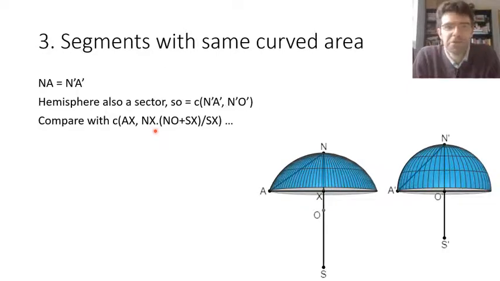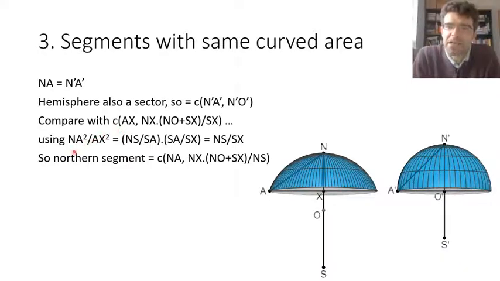But again, we can use simple similar triangles and get yet another one, which is, well, we've got NA squared to AX squared is equal to NS to SX. So we can use that to transform this formula into C of NA, and then NX times NO plus SX to NS. So we need to show, in other words, now that we've got two cones with the same base radius to compare, that NO dash times NS is greater than NX times NO plus XS.